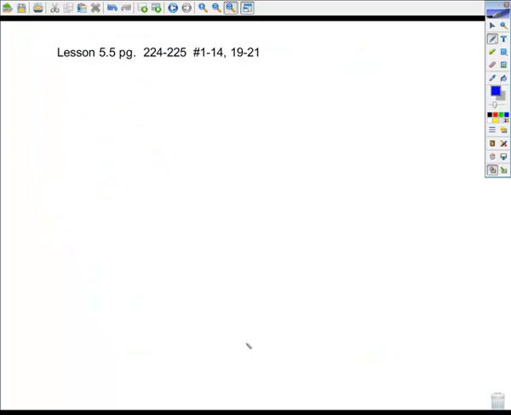All right, here is your lesson if you want to get started. It's lesson 5.5. This is page 224 to 225, 1 through 14, and 19 through 21.